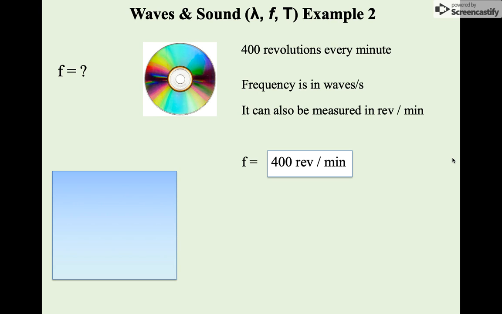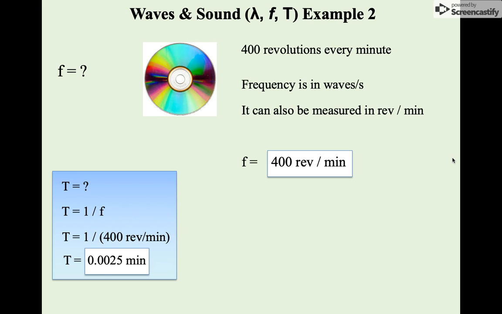Now next we want to figure out the period of the CD. We know that the frequency is 400 revolutions per minute, and we know an equation for period. We know that period is 1 divided by frequency, so if we substitute, we will see that the period is 0.0025 minutes. So a very small amount of time for a CD to go from one revolution to the next revolution.